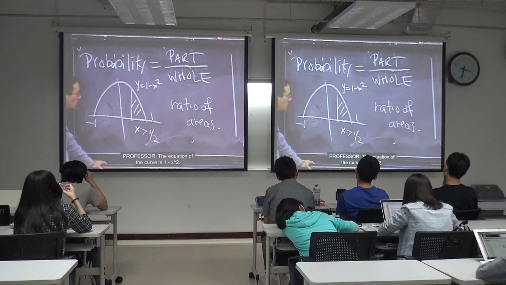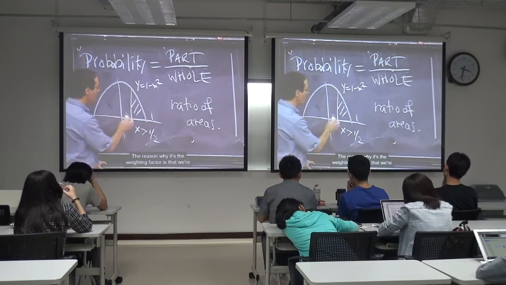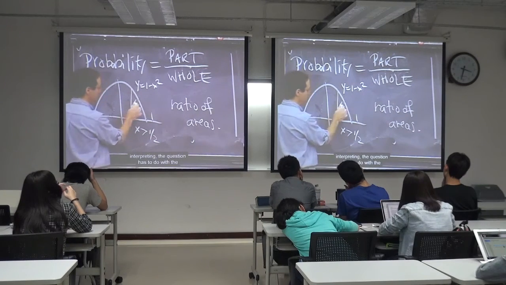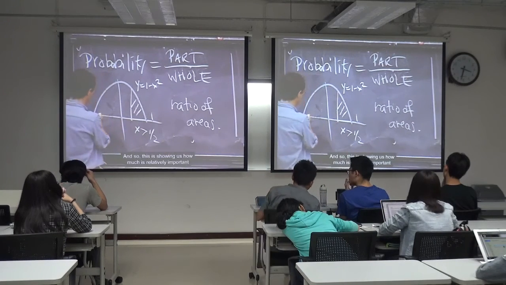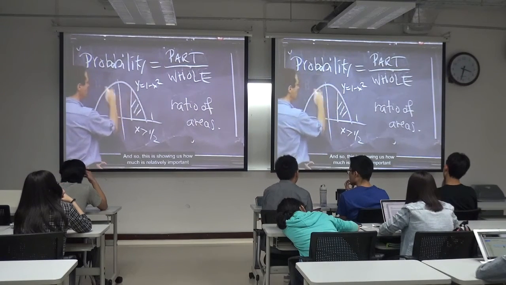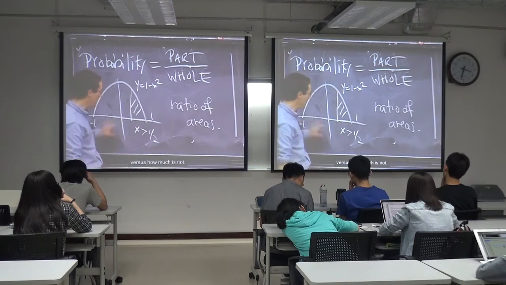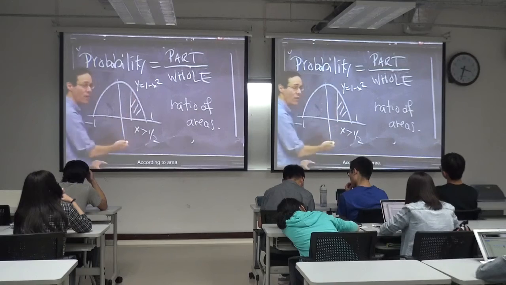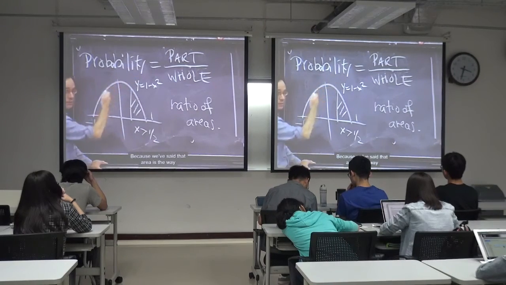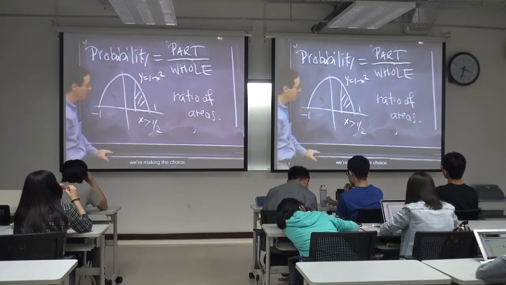The equation of the curve is 1 minus x squared. The reason why it's the weighting factor is that the question has to do with the area under that curve. And so this is showing us how much is relatively important versus how much is not. These parts are relatively important, these parts are less important according to area, because we said that area is the way we're looking at this.